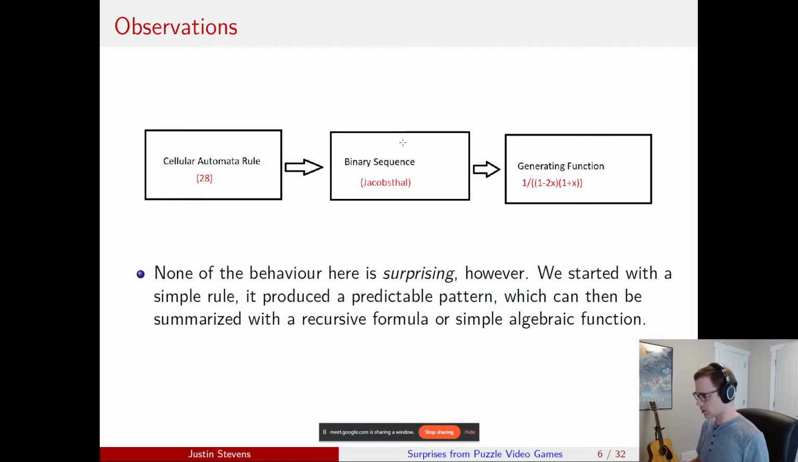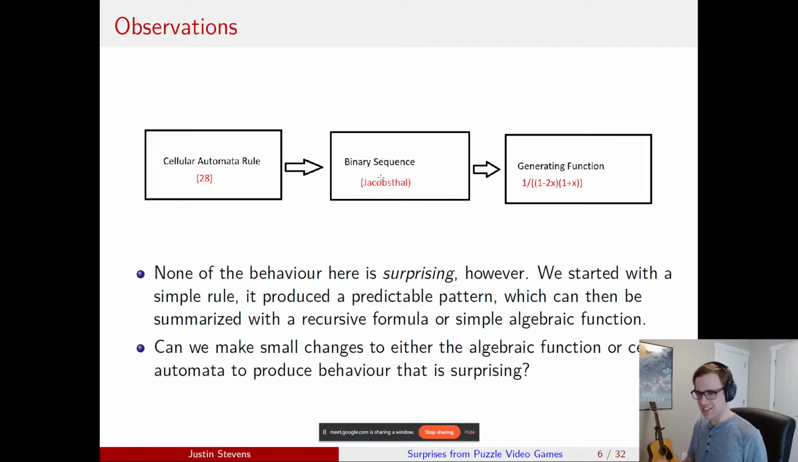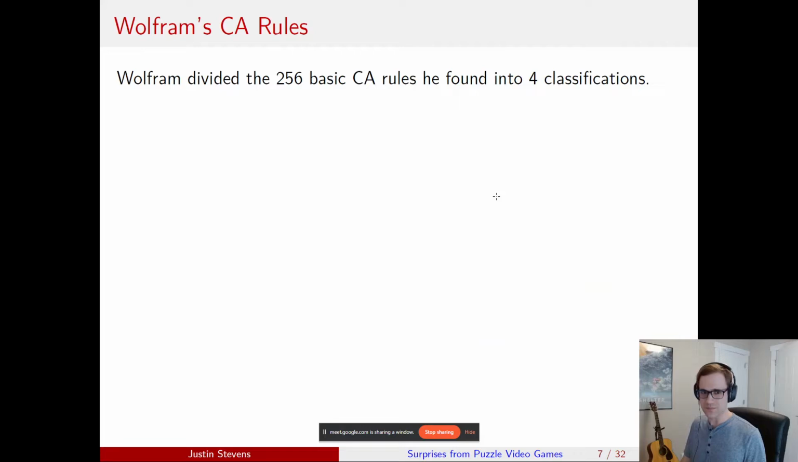Now, what I'm really excited about and really interested in is whether we can make some small changes to the setup. Everything above here was pretty predictable. Can we make some small changes to the setup to produce behavior that actually is surprising? That's going to be the key theme of my talk today, and I'm going to show how making very small changes in systems can lead to really surprising and interesting behavior.